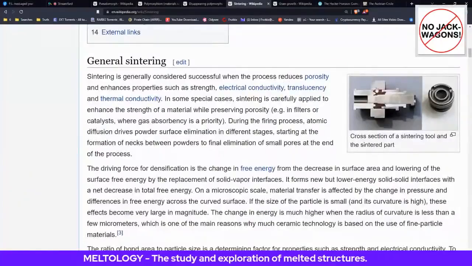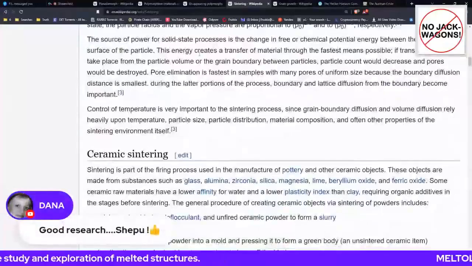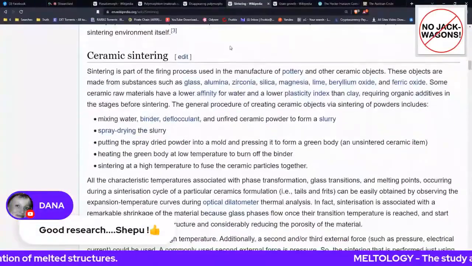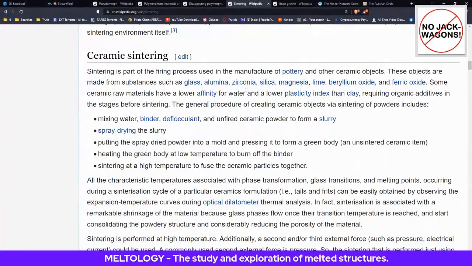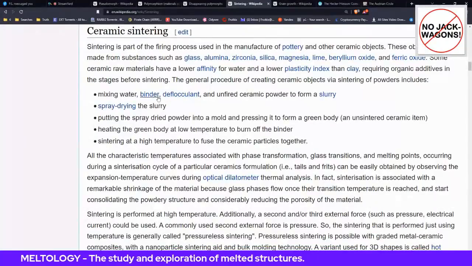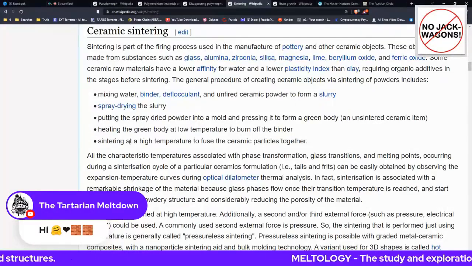So the general sintering. Right, Dana. Good research, Shapu, Dana says. Oh, thank you. On point, guys, and you ain't even seen anything yet. This is just the tip of the iceberg. The tip of the melted building is what it is. I know I've seen like... What's up, Tatarian Meltdown? You may have to rewind a little bit. You came in at a good time. You can catch up a little bit.